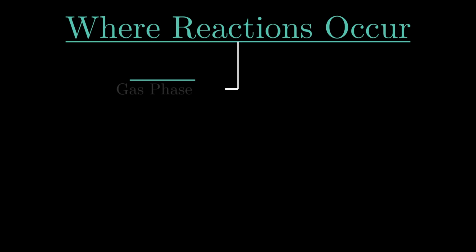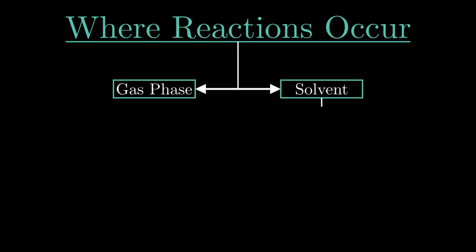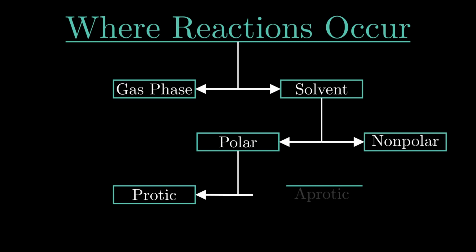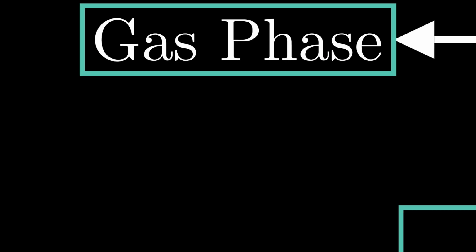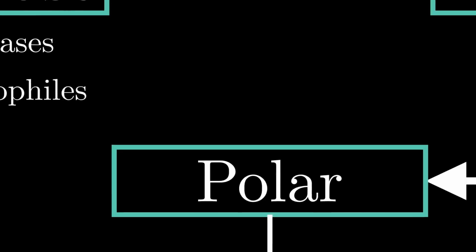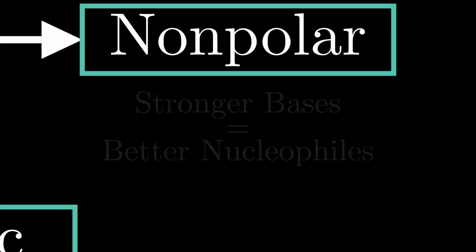Reactions can occur in the gas phase, but also in plenty of solvents which might be polar or nonpolar. You might be shocked to hear this, but there are actually two types of polar solvents, protic and aprotic. Two of these situations don't require us to think that much. First is the gas phase, where we can apply the normal relationship between base strength and nucleophilicity, and second is in nonpolar solvents, where we can say the same thing.